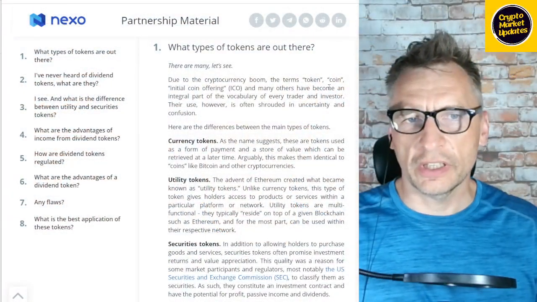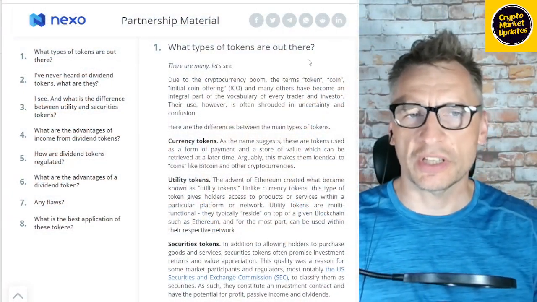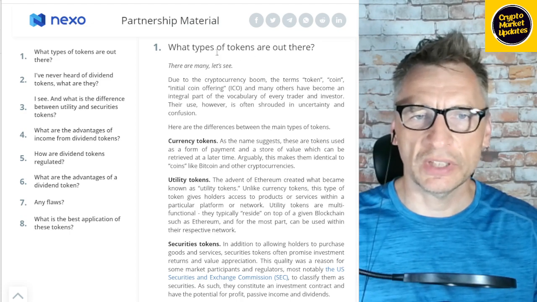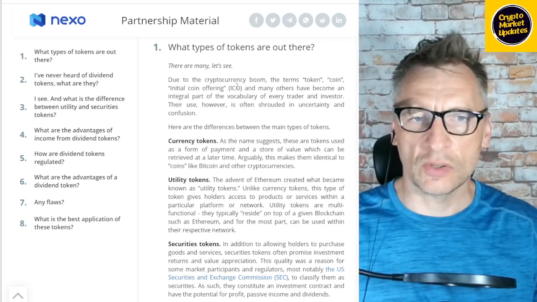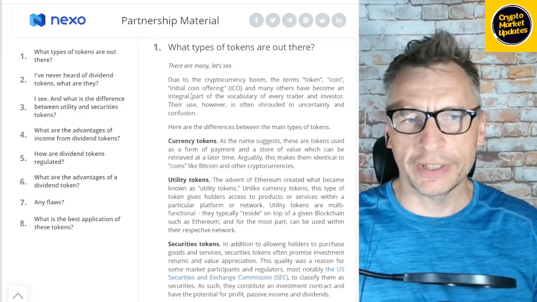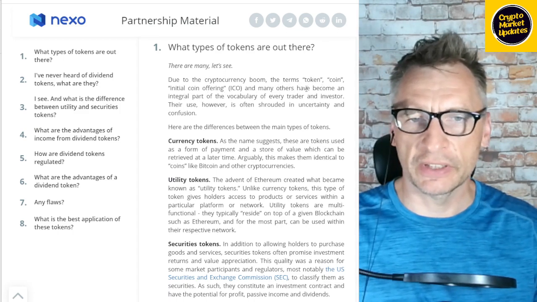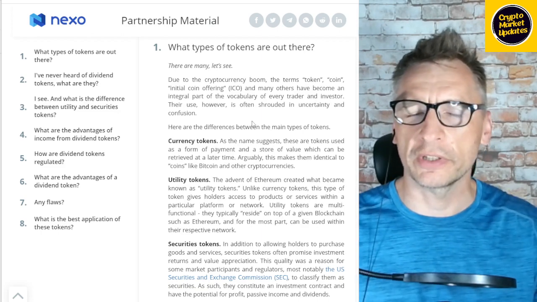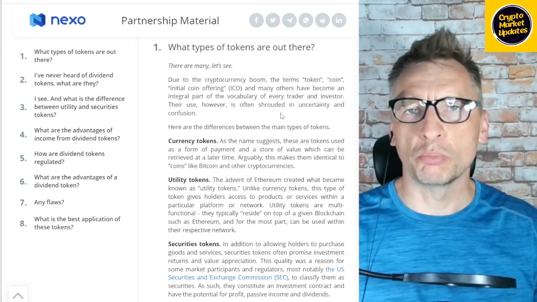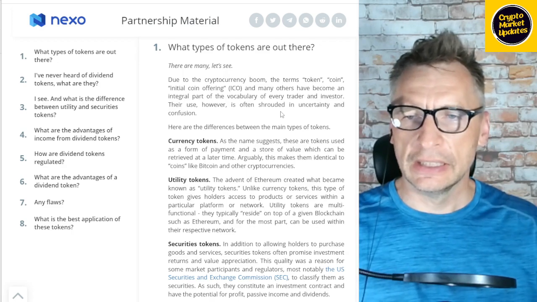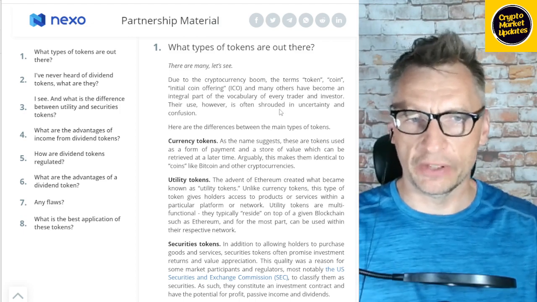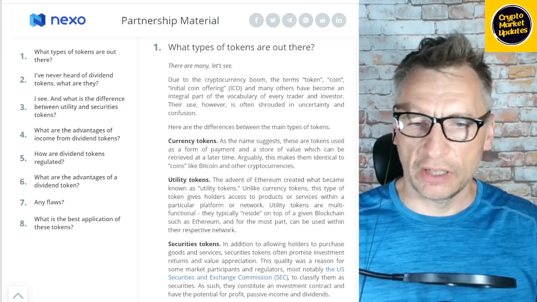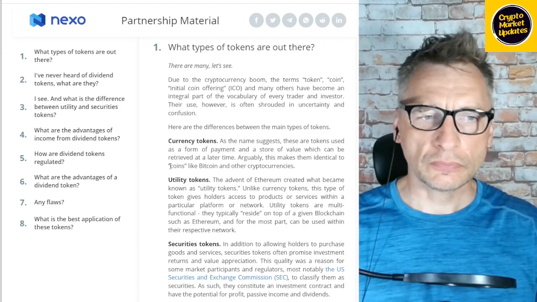So I did some digging and I found some articles on dividend tokens. First of all, what types of tokens are out there? Due to the cryptocurrency boom, the terms token, coin, and initial coin offering have many different forms, shapes, and sizes. First of all, the difference between a coin and a token is that a coin has its own blockchain. A token runs on top of another coin's blockchain, like on top of Ethereum, for example.